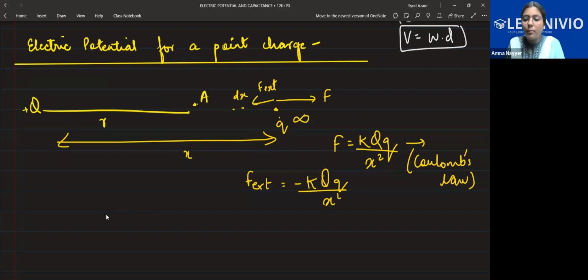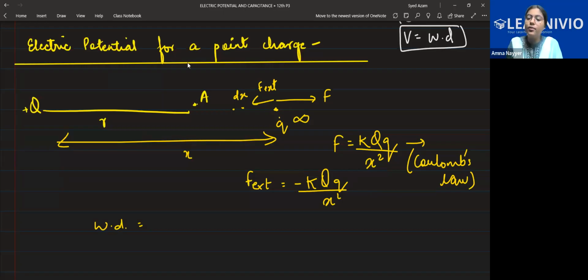Now, when we are talking about work done, the formula of work done. Now see, your force is variable. Look, x squared in the denominator: k is constant, capital Q is constant, small q is constant, but your x is variable.